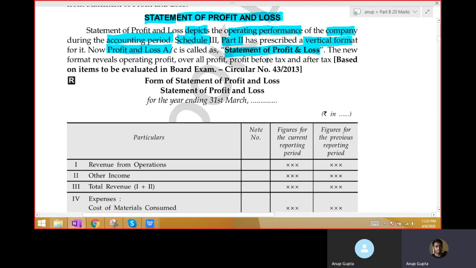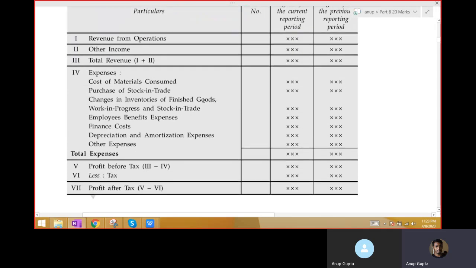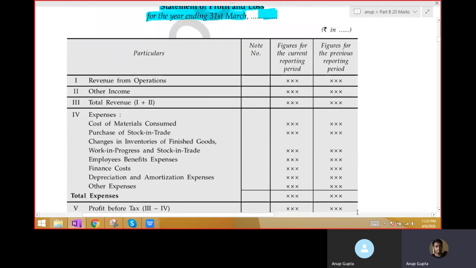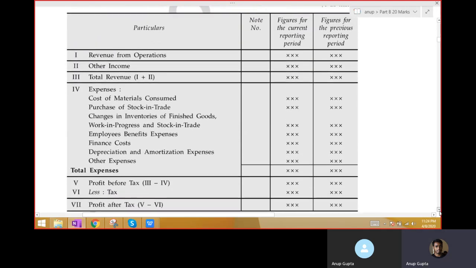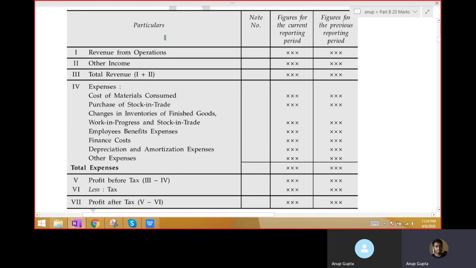Let us start with the format. So the format of statement of profit and loss is as follows. First we start with writing statement of profit and loss. Then we will write for the year ending 31st March, whatever year it is. We'll write for the year ending because statement of profit and loss is prepared throughout the year. However, in the format, there will be four columns.